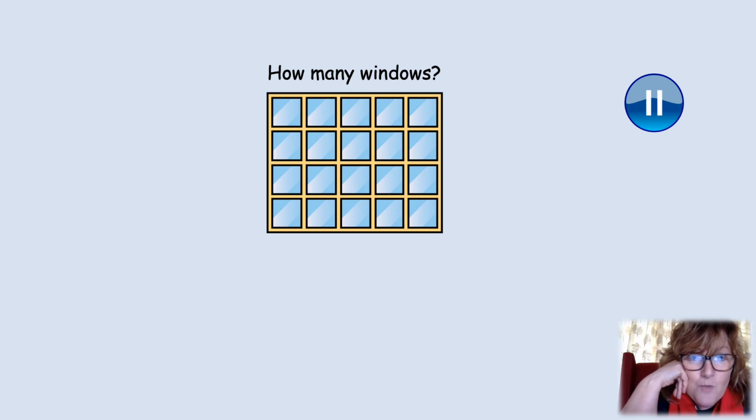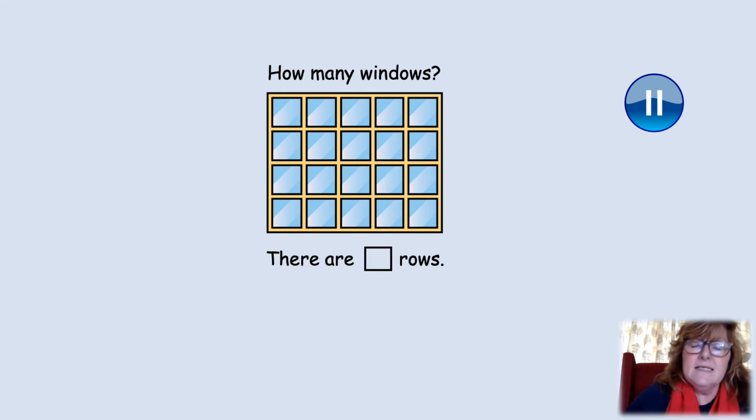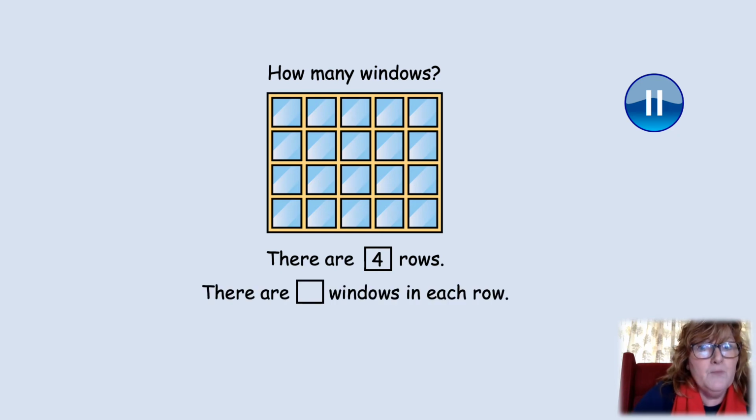This one says, how many windows? Am I going to count them by going 1, 2, 3? Oh, I'd be here all day, wouldn't I? That's why we're learning about arrays. Let's see how many rows we've got. We've got 4 rows. 1, 2, 3, 4. How many windows are in each row? Which is exactly the same as saying how many columns, isn't it? 1, 2, 3, 4, 5. There are 5 windows in each row. There are 5 columns.